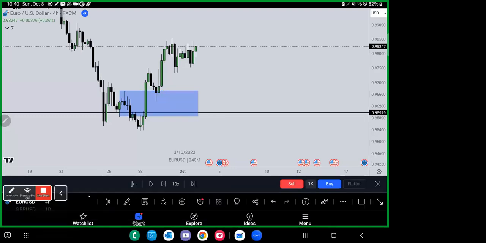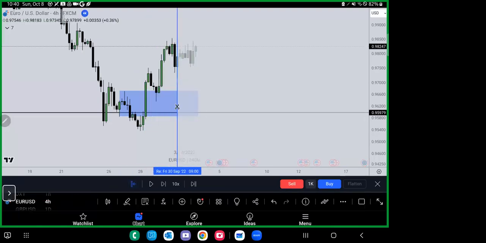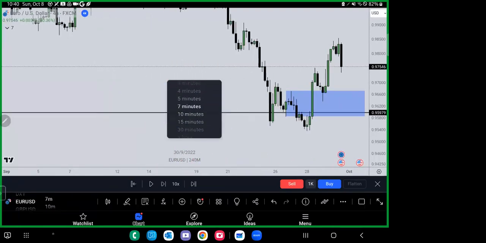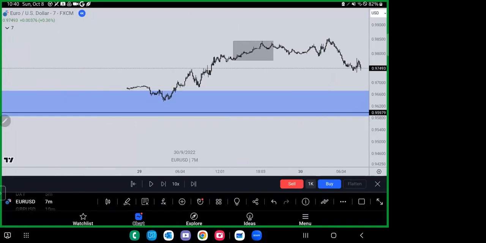This is from a zoomed out perspective. Now let's zoom inside of this and take a look at price action.